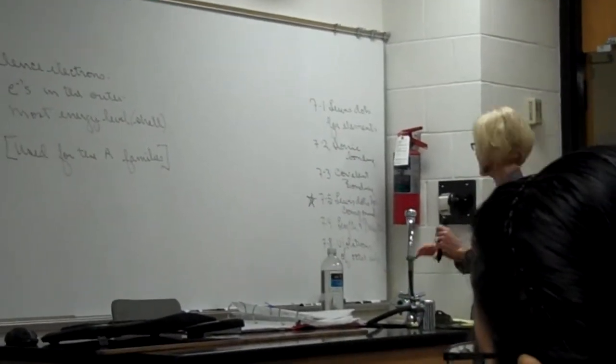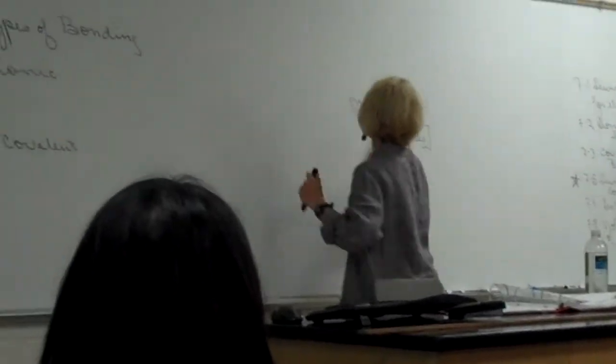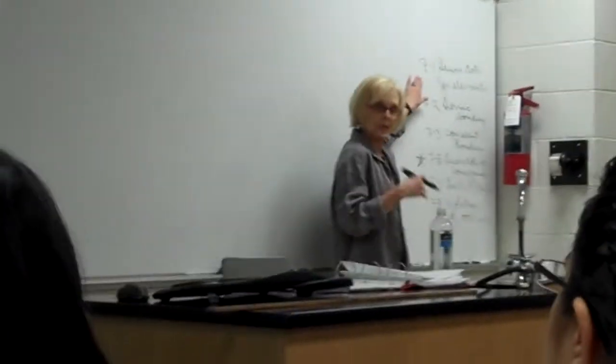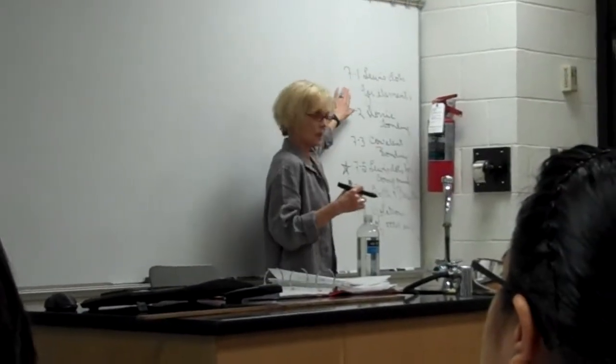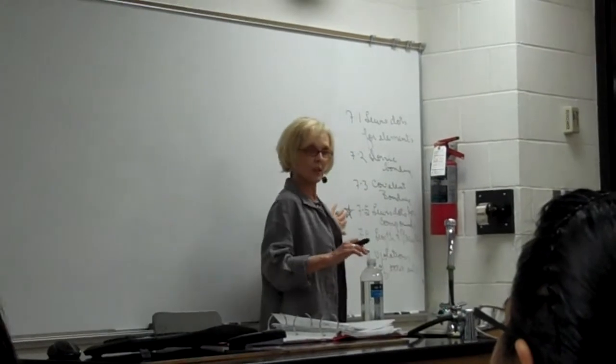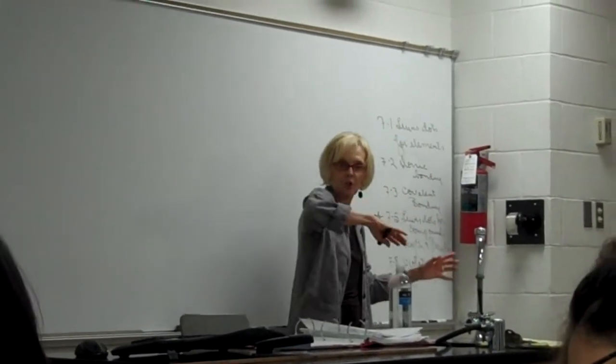Okay, so let us, first of all, for section 1, we're going to learn to write Lewis dot structures for elements, neutral elements. And then down here in section 5, we're going to learn how to do Lewis dot structures for compounds. So be sure you separate the two in your mind.